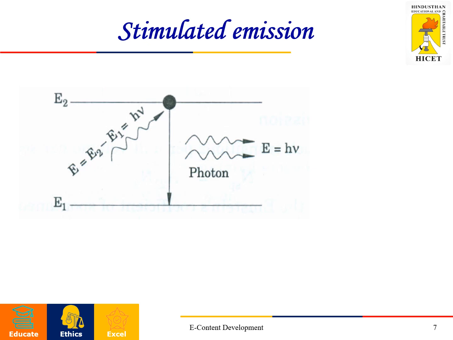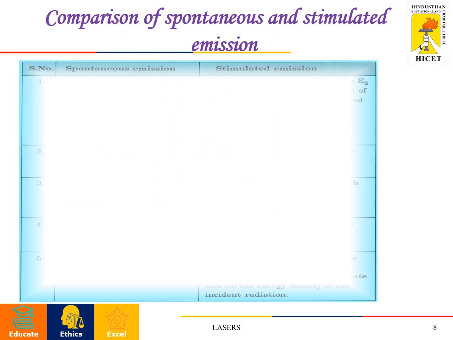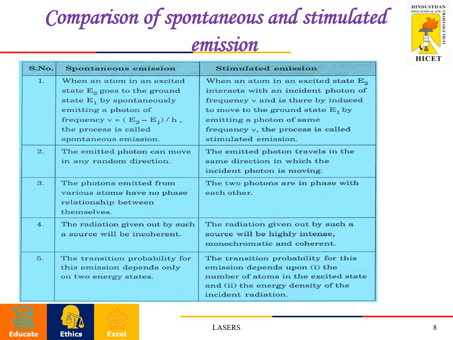In stimulated emission, an atom in the excited state E2 is made to drop down to the ground state E1 by triggering it with a photon of energy h nu, wherein the output has two photons. One is the inducing photon, and the other is produced when the atom in the excited state drops down to the ground state, a photon being induced along with it. So in stimulated emission, if we send one photon at the input, two photons are produced at the output. Now, comparison of spontaneous emission and stimulated emission.